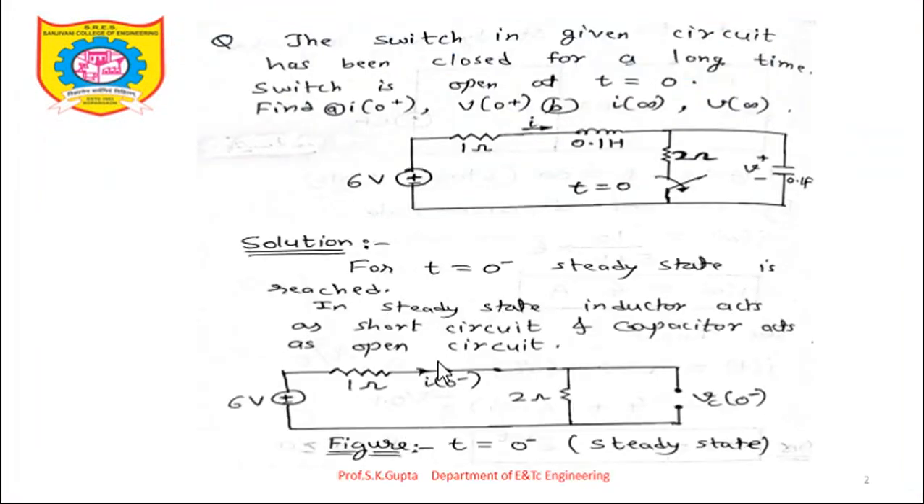Welcome all. Now let's see second order circuit. We will find out the initial value and final value for the second order circuit. So one inductor is there and one capacitor is there. That means it is a second order circuit. So let's read the question.